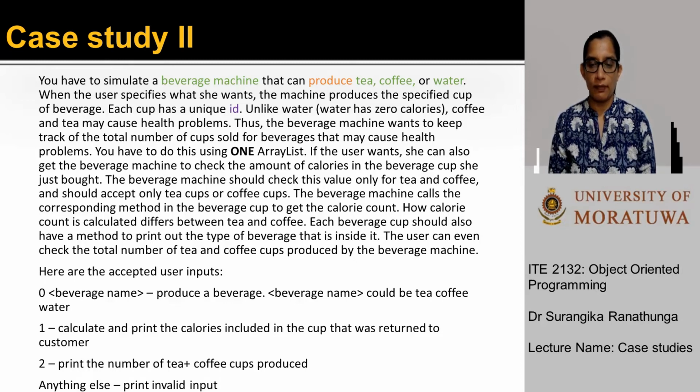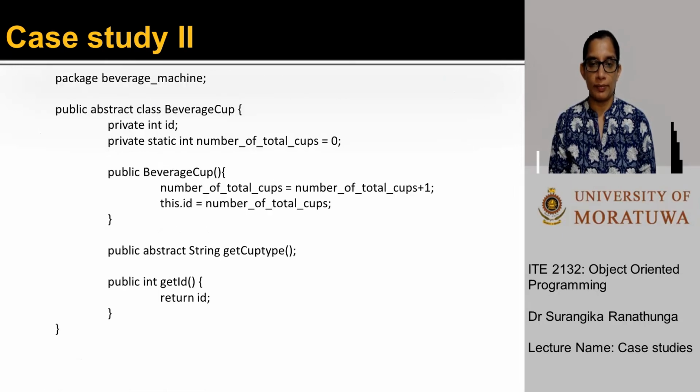So let's have a look at the implementation. First of all, just like in the previous case, we are packing all our code into the beverage machine package. First we'll implement the BeverageCup class. All the beverage cups have a unique integer value, so that can be put into the BeverageCup abstract class. And we also record the total number of cups created.